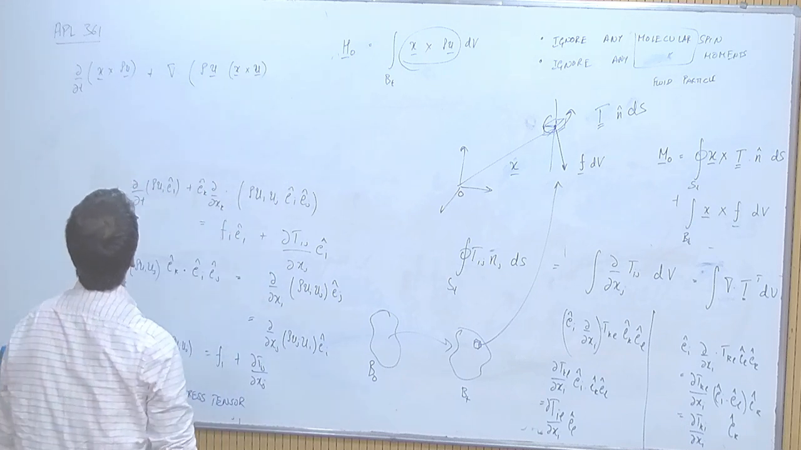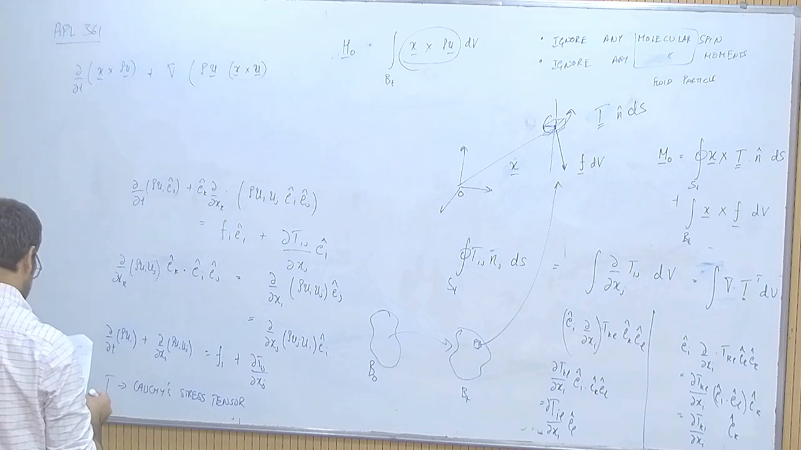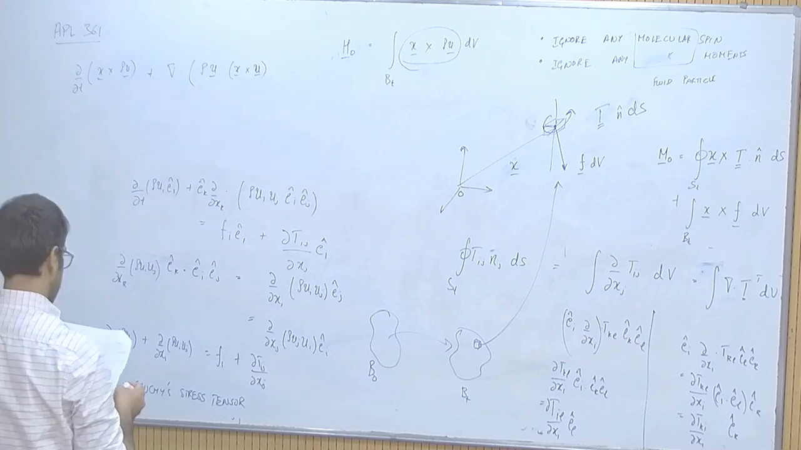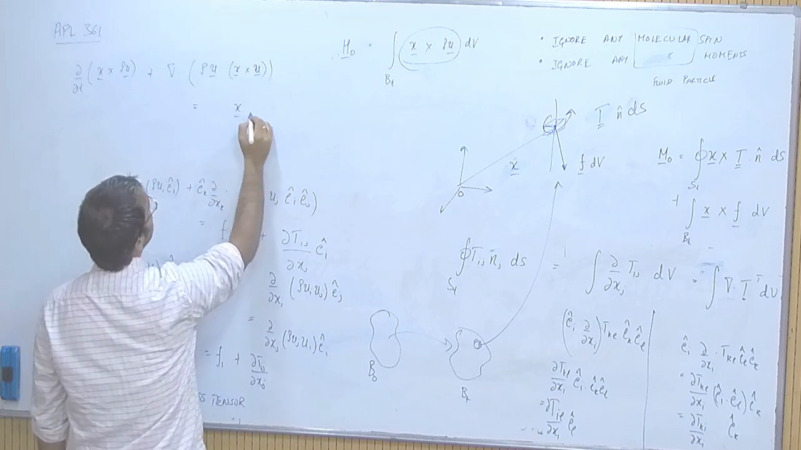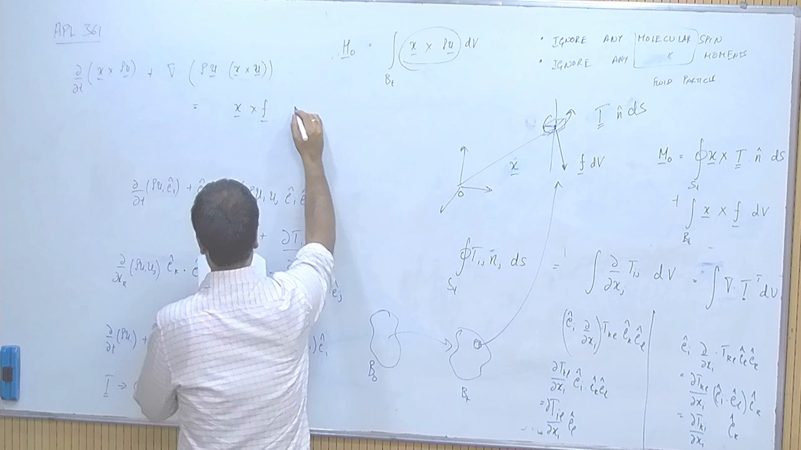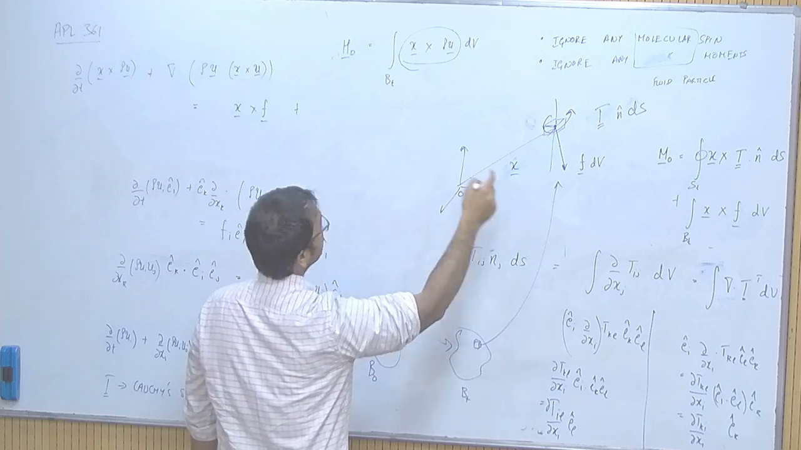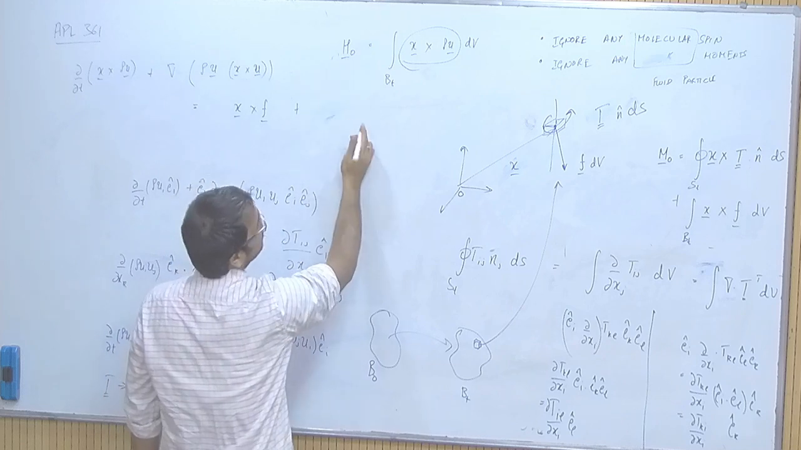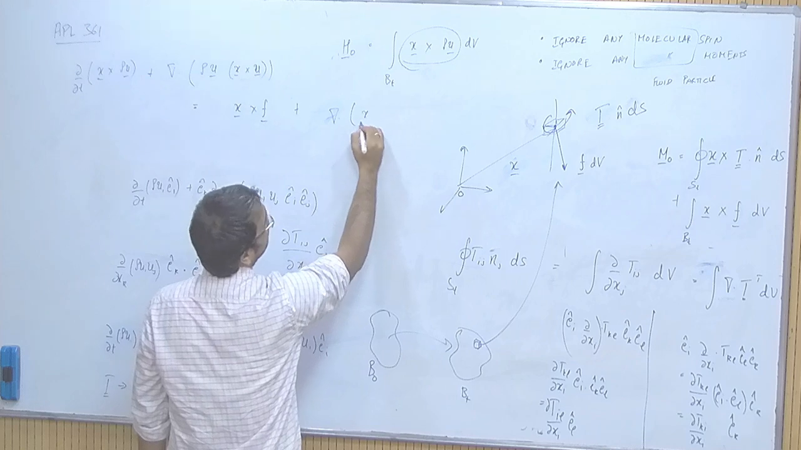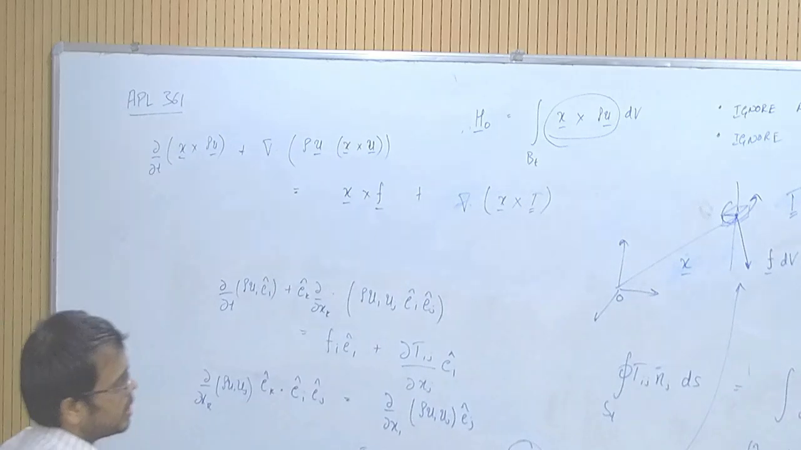Hold on, this is going to be equals x cross f plus, and now we have that term. So, this is going to be x, basically del dot of x cross T. This is how this term is going to simplify.